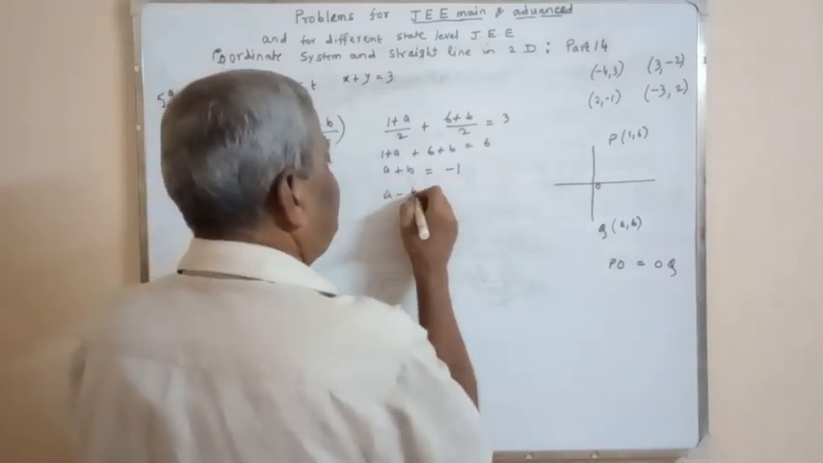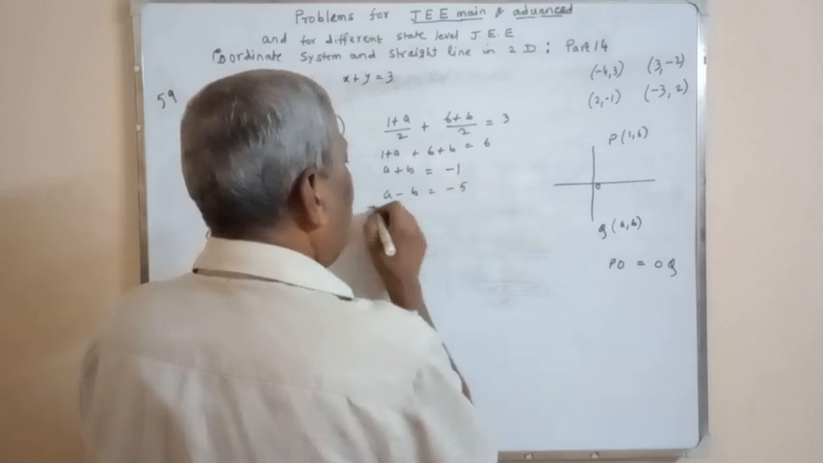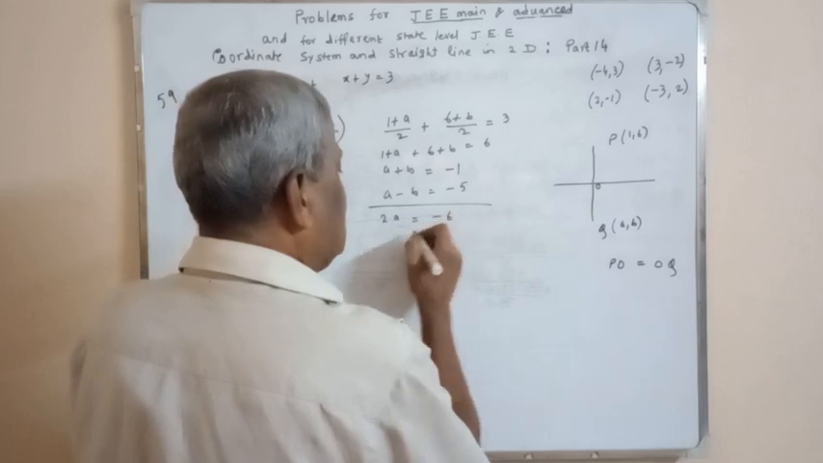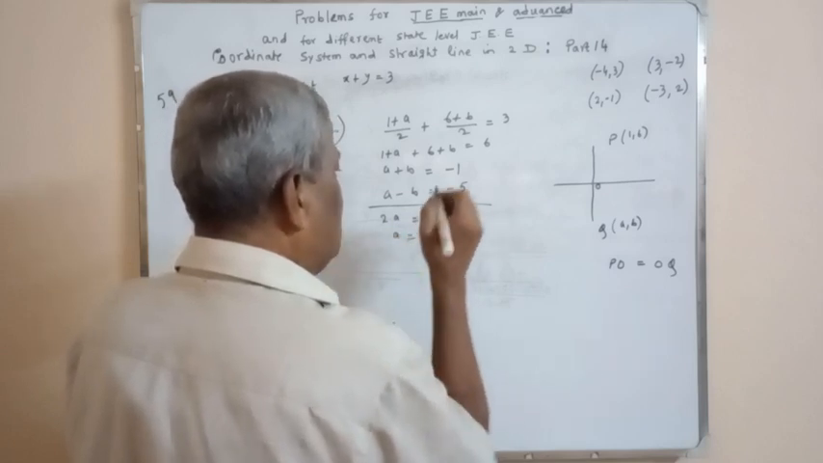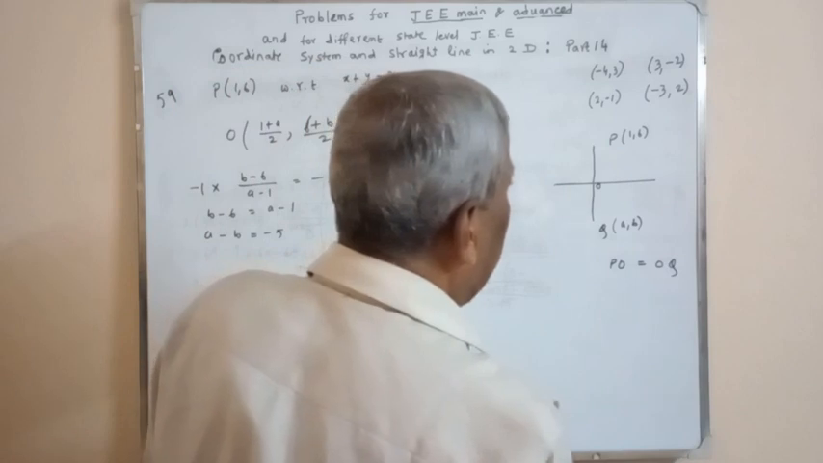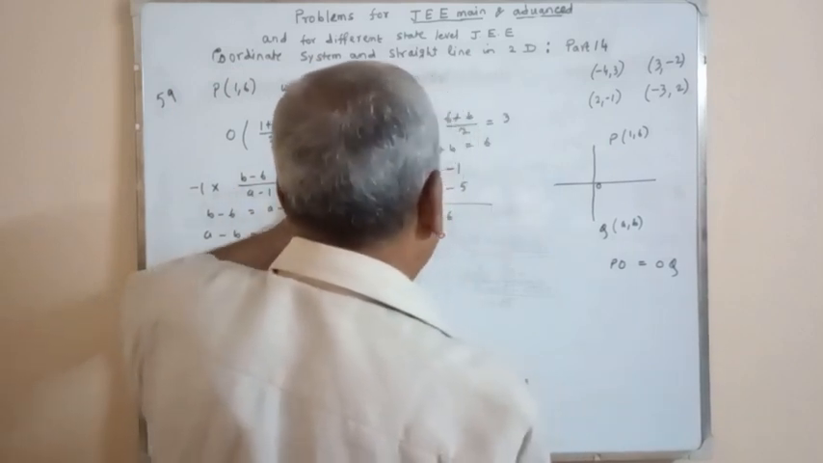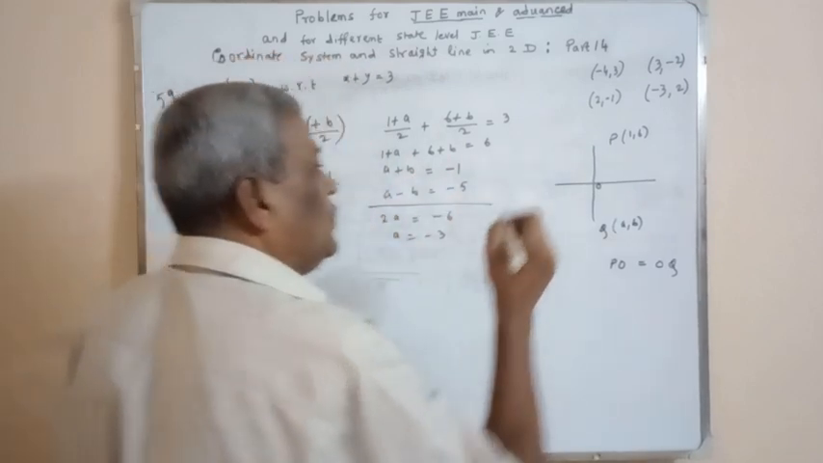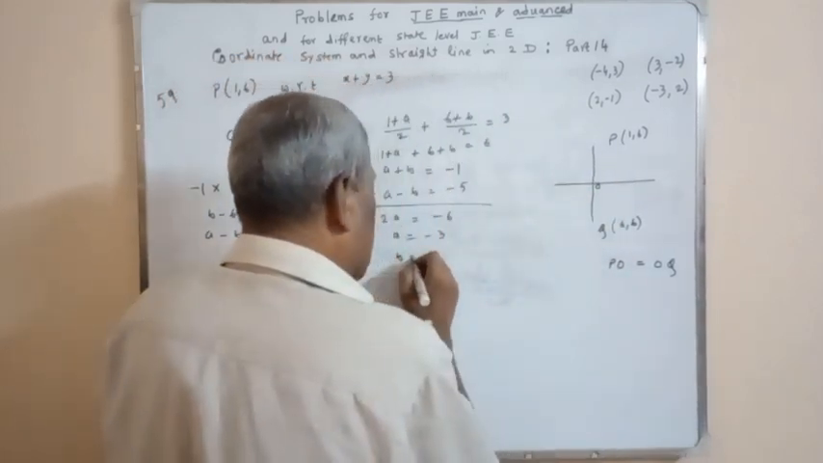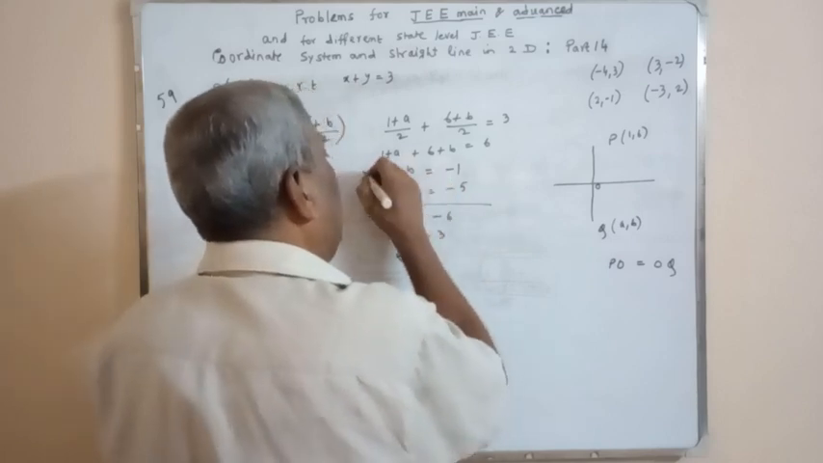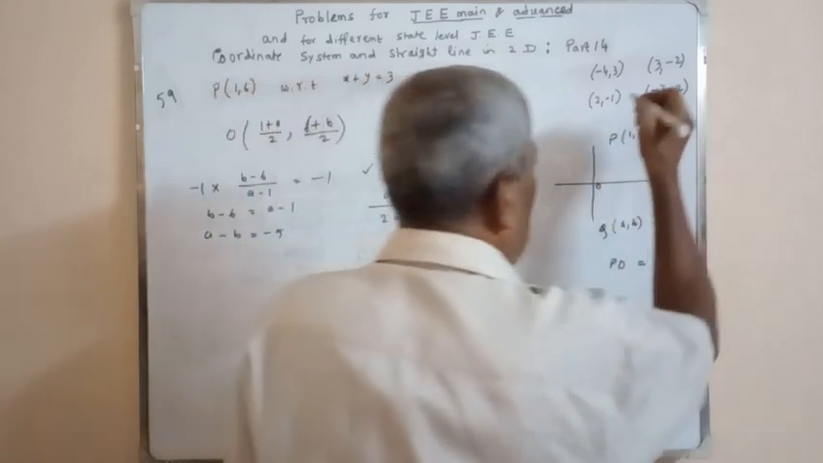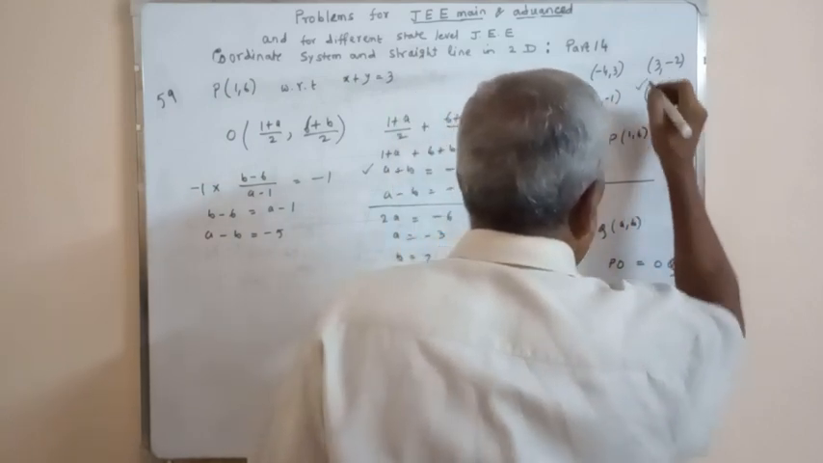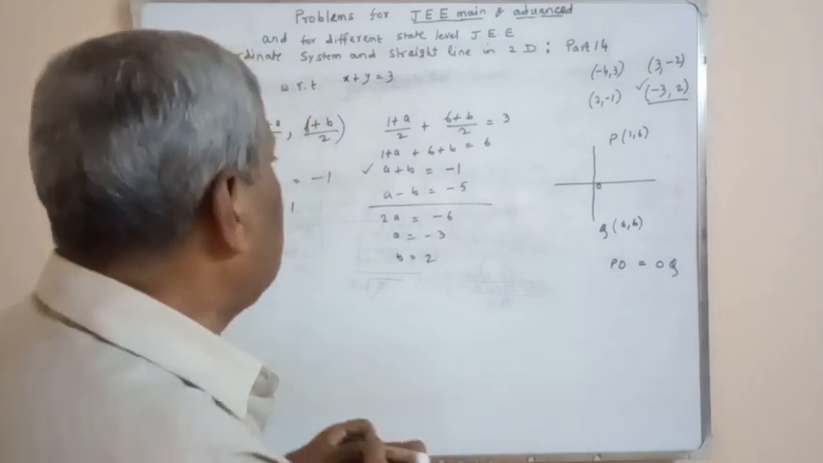Adding, we get 2A is equal to minus 6. So A is equal to minus 3. By putting this value of A here, we get B is equal to 2. So (-3, 2) is the answer of the image point. That is, option D is correct.